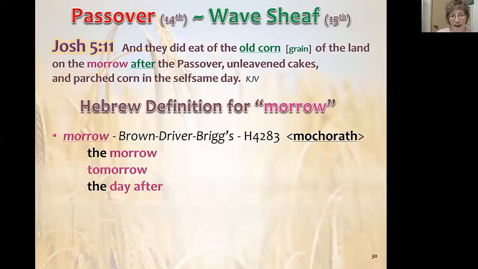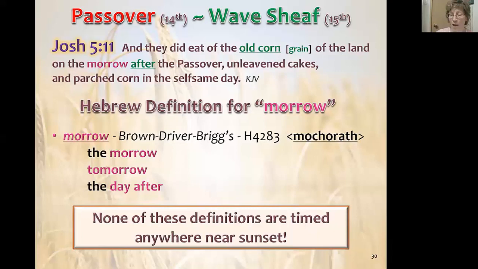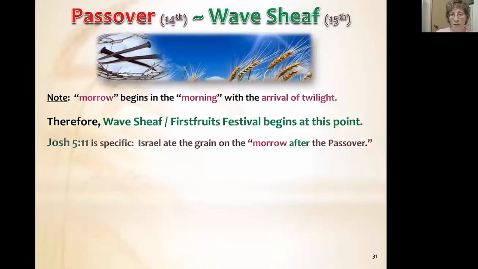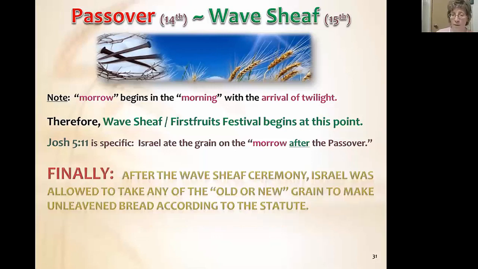It's pretty clear. But remember, none of it's sunrise either. So the morrow starts with the first light. We're still looking at Passover in comparison to Wave Sheaf with this morning. Morrow begins in the morning with the first arrival of twilight. Therefore, the Wave Sheaf or the First Fruits Festival begins right at that point. And Joshua 5:11 is very specific. He said, Israel ate the grain on the morrow after the Passover.